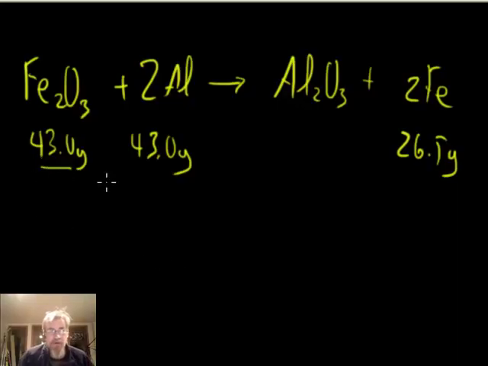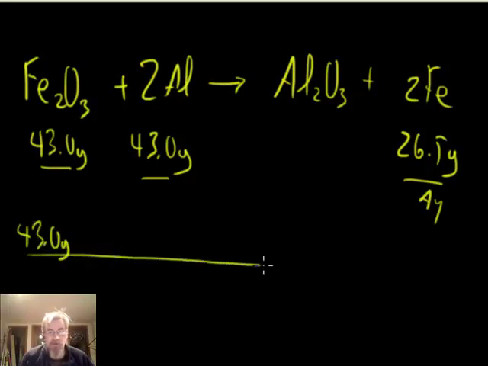All right, so here's our situation set up for us. We have 43 grams of iron(III) oxide, 43 grams of aluminum, and we know our actual yield is 26.5 grams of iron. First of all, we're going to have to figure out what's the limiting reactant. I'm going to pick aluminum as my starting point, 43.0 grams, and determine from that how many grams of Fe2O3 I will need to react.